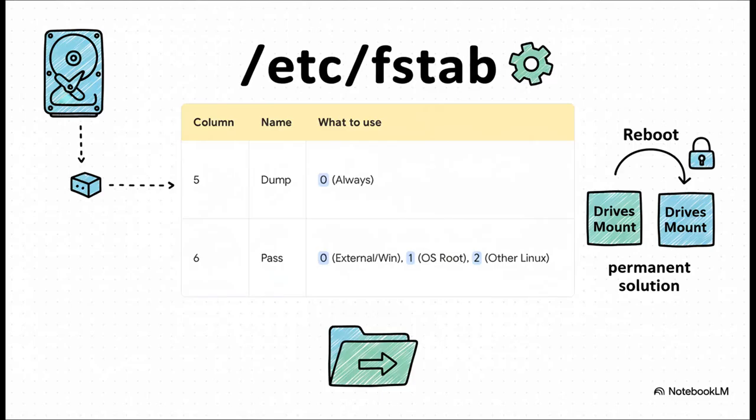The last 2 columns, they're the easiest. For column 5, just always use a 0. It's for an old backup tool that's not really used anymore. For column 6, which handles error checking, the rule is pretty simple. Use 0 for external drives or Windows partitions. The number 1 is special. It's reserved only for your main operating system drive. And 2 is for all your other internal Linux drives. So for the new data drive we're adding, the last 2 numbers will almost always be 0 and 2. Simple as that.